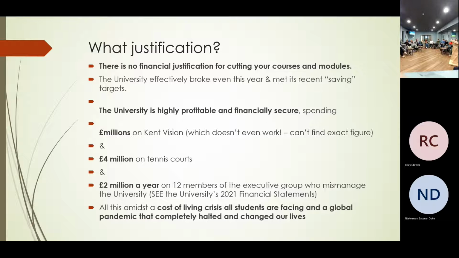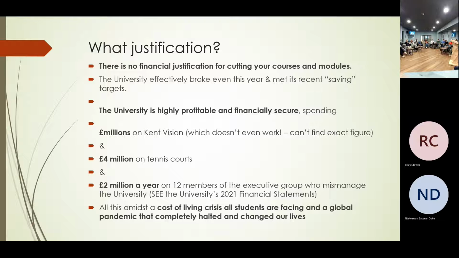And what's the justification for this? Well, I have actually looked at the financial statements from the university. It's published; you can find it on the Kent website. And honestly, there is no financial justification for cutting courses and modules in the arts and humanities. The university has broken even this year, and has met its most recent saving targets.